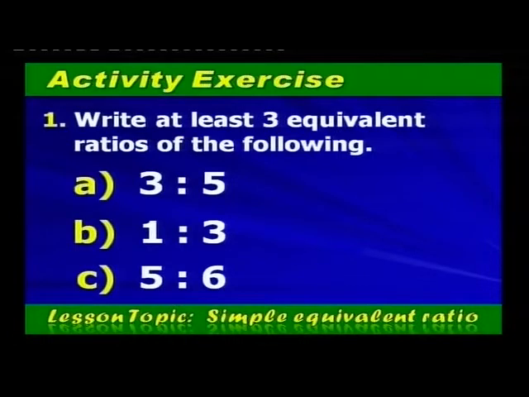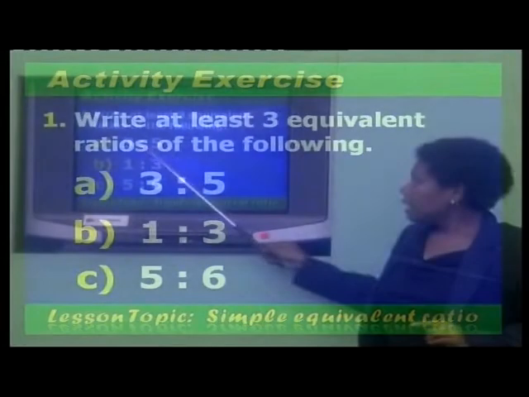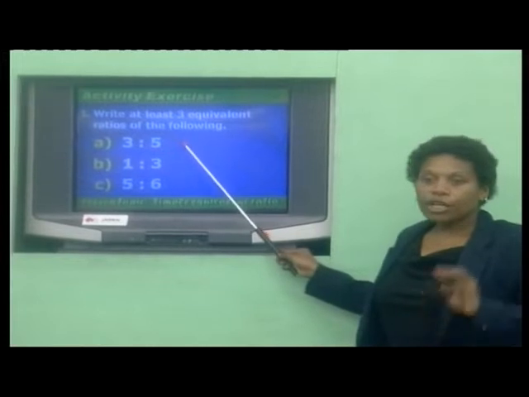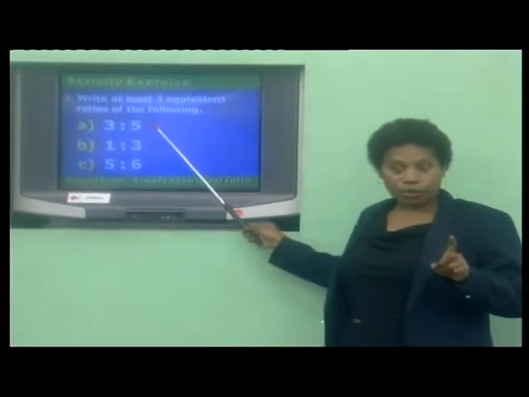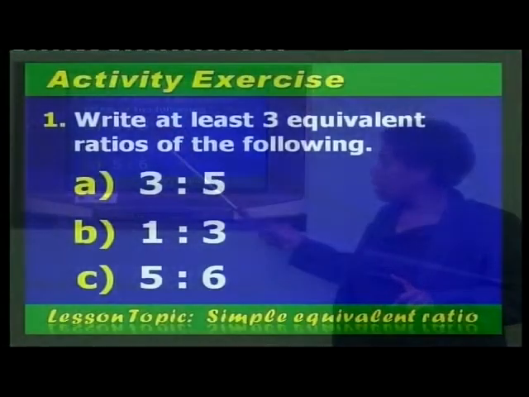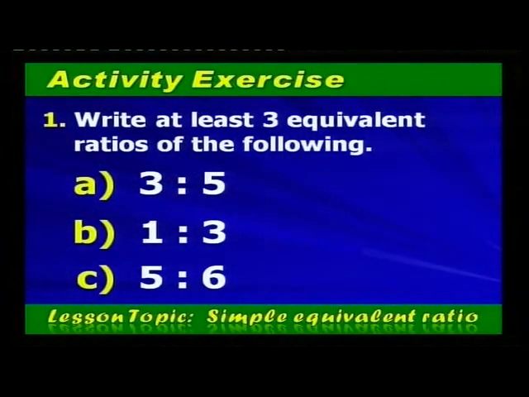Okay, for this one, number 1, write at least 3 equivalent ratios of the following. A, 3 is to 5. You write 3 equivalent ratios that are equal to 3 is to 5. Same with B and C. Write 3 for each. I'd like you to work in your groups, please. Work in your groups so you can get your answers quickly.